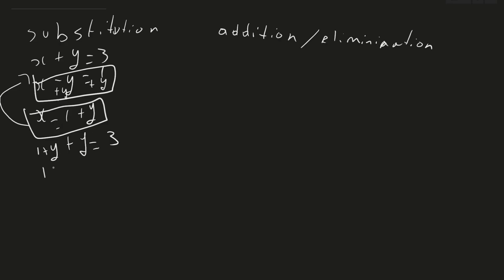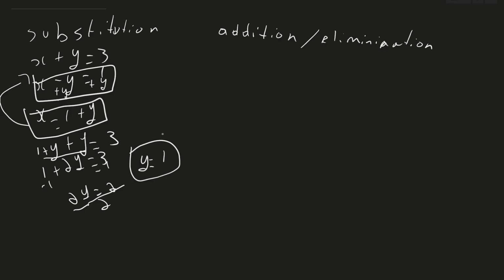Then we add these together, which gives 2y equals 3, and we subtract 1, which leaves us with 2y equals 2. Divide the whole thing by 2, and it leaves us with y equals 1, right? So this is the value of y.